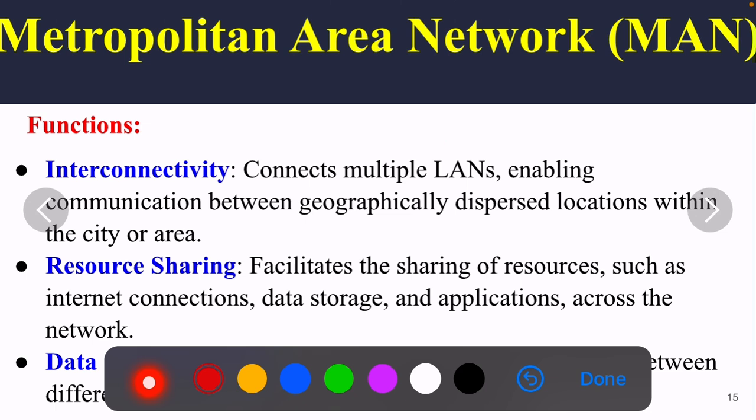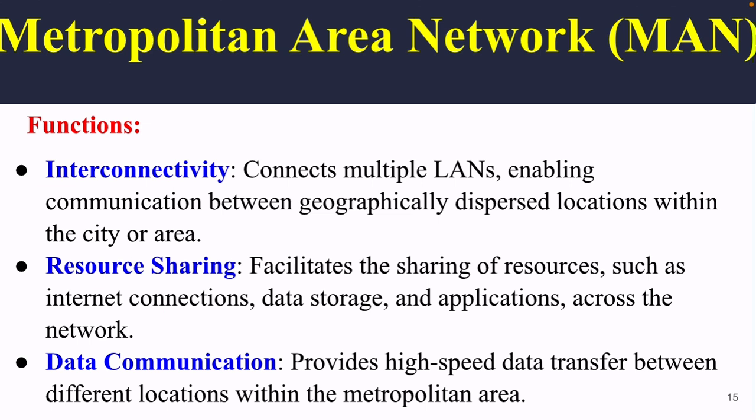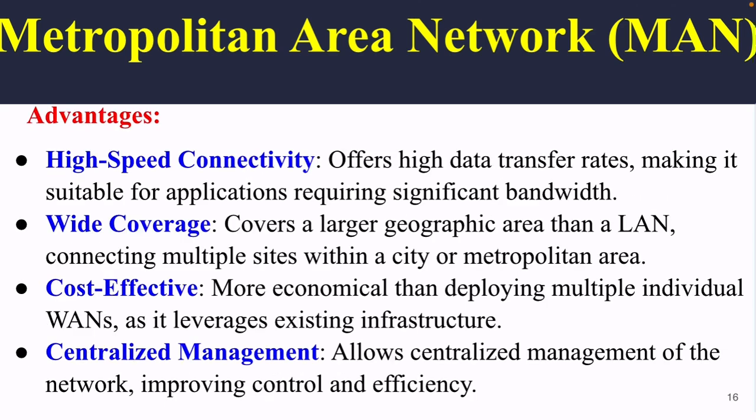So next is resource sharing. It also facilitates the sharing of resources such as internet connection, data storage, and applications across the network. So these are the functions of the metropolitan area network. Then data communication. It provides high speed data transfer between the different locations within the metropolitan area network. So it can also provide high speed data transfer between multiple locations.